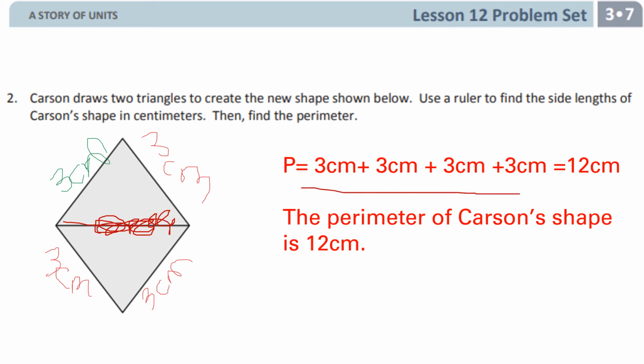So you can see I wrote it out, and it equals 12 centimeters. So the perimeter of Carson's shape is 12 centimeters.